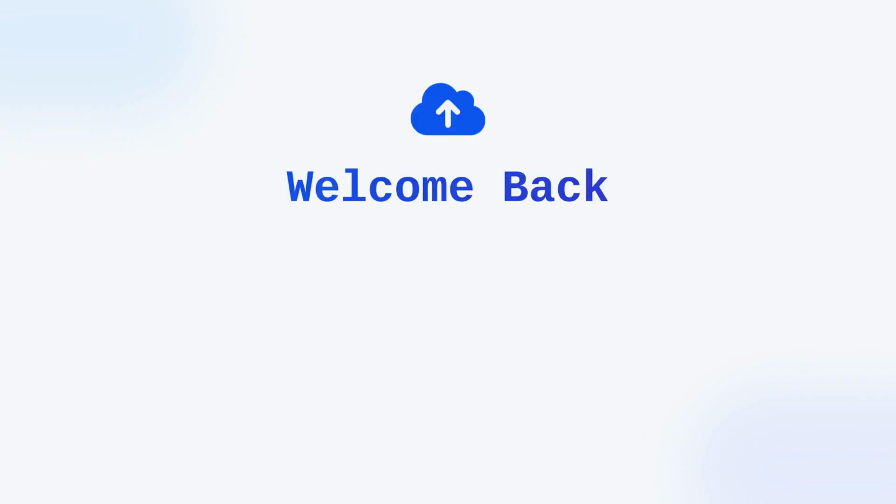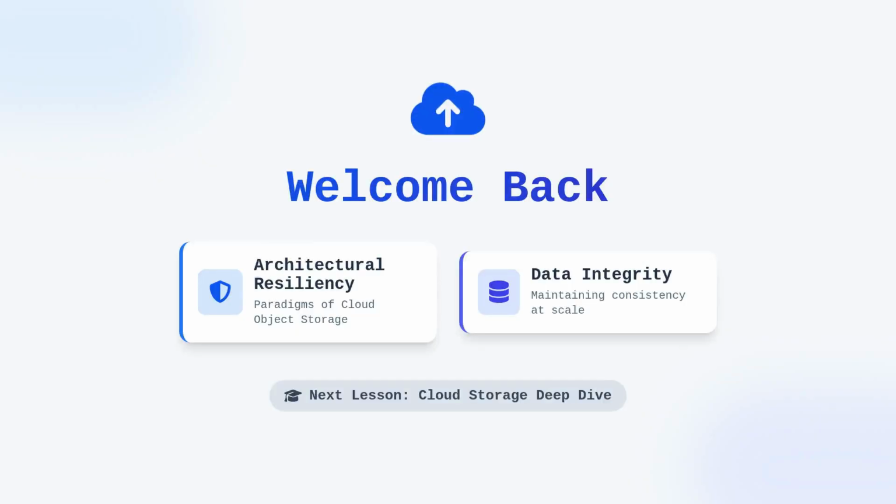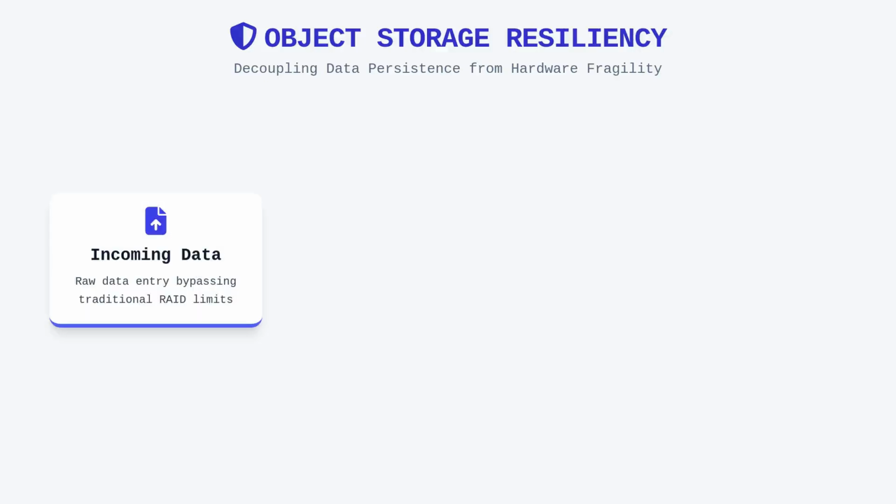Welcome back. In this lesson, we will focus on the architectural resiliency paradigms of cloud object storage and how data integrity is maintained at scale. When we talk about the resiliency of object storage, we are fundamentally discussing how to decouple data persistence from the fragility of individual physical hardware. At its core, object storage does not rely on traditional RAID controllers or the simple mirroring of files across two identical hard drives, as these methods fail to scale to the exabyte levels required by modern cloud providers.